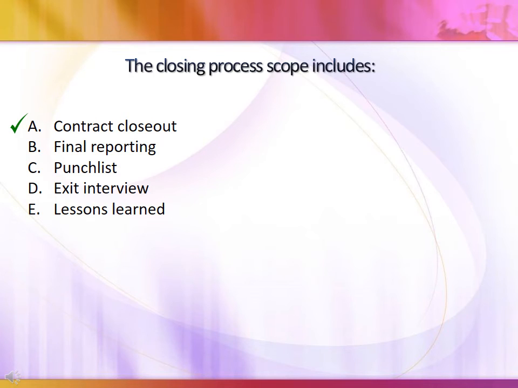A very straight question from the closing phase of the project management process. Contract closeout, which is option A, is a part of the closing process. If you're getting this question in PMP, you're very lucky, but yes, sometimes you might get it.